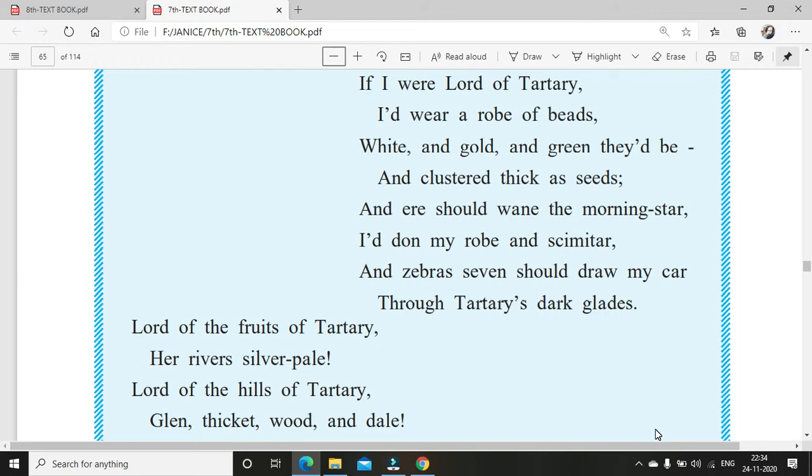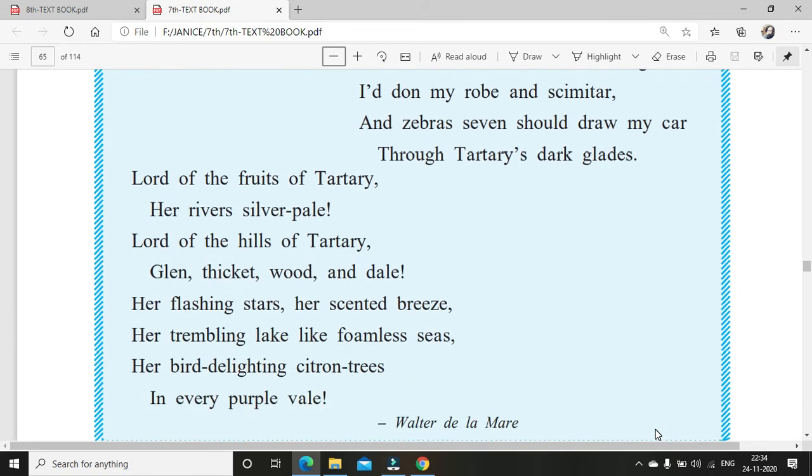Lord of fruits of Tartary, his rivers. Okay, one minute. This line over here, through Tartary, here you'll have alliteration. Lord of the fruits of Tartary, her rivers silver pale. Lord of the hills of Tartary, glen, thicket, wood and dale. So here you see all the fruits of Tartary belong to him. So he is their Lord.